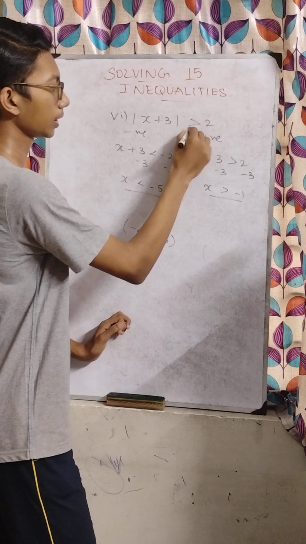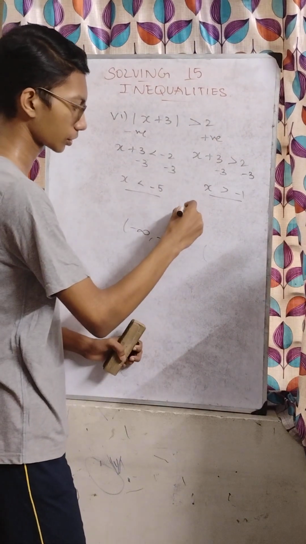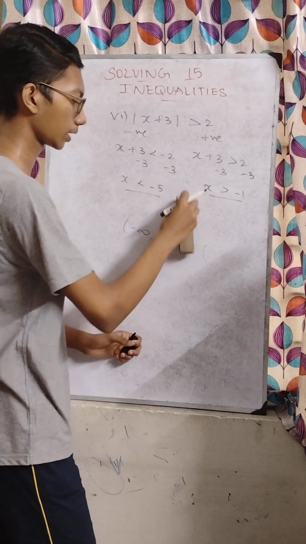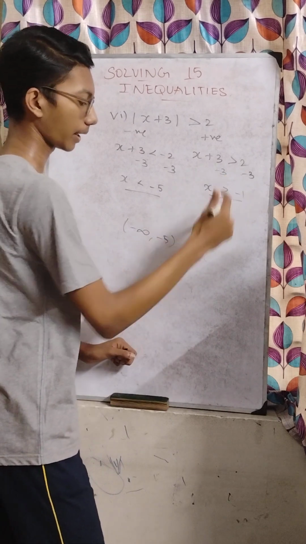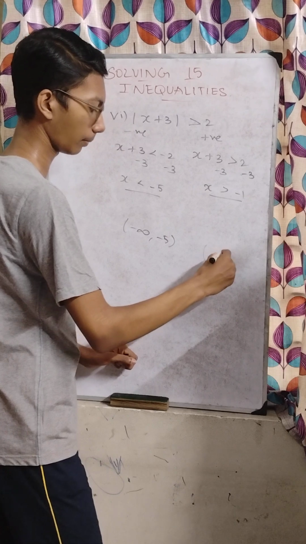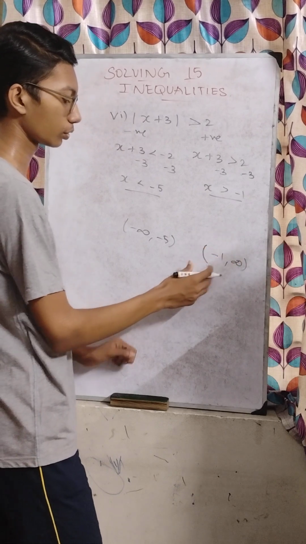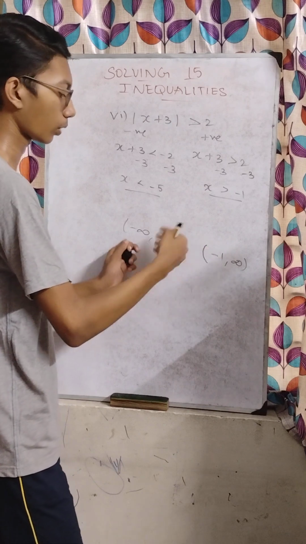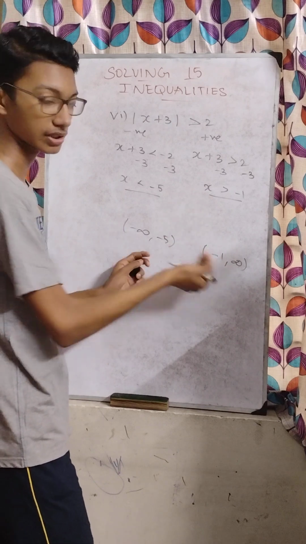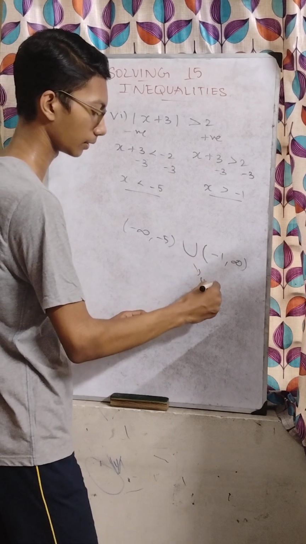We don't have any equality symbol here, so we do not use the closed interval. So that's another important thing. Again, from here, x is greater than minus 1, so it can be from minus 1 to infinity. Now, if we want to take this as a single notation, we put a union symbol. So this is called union.